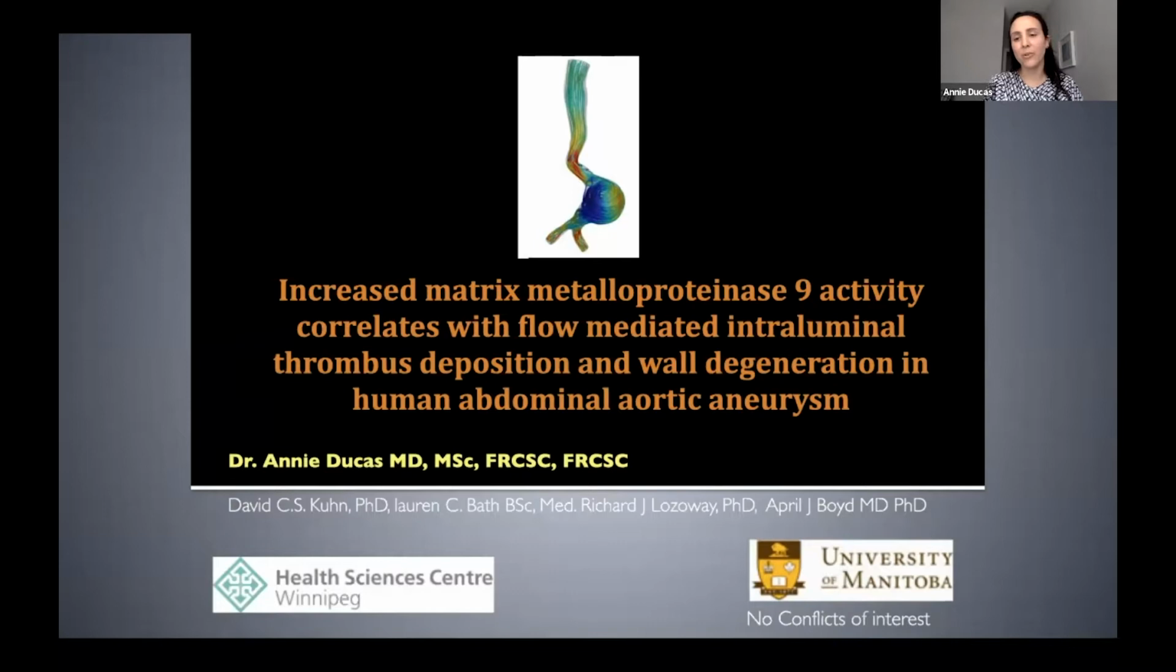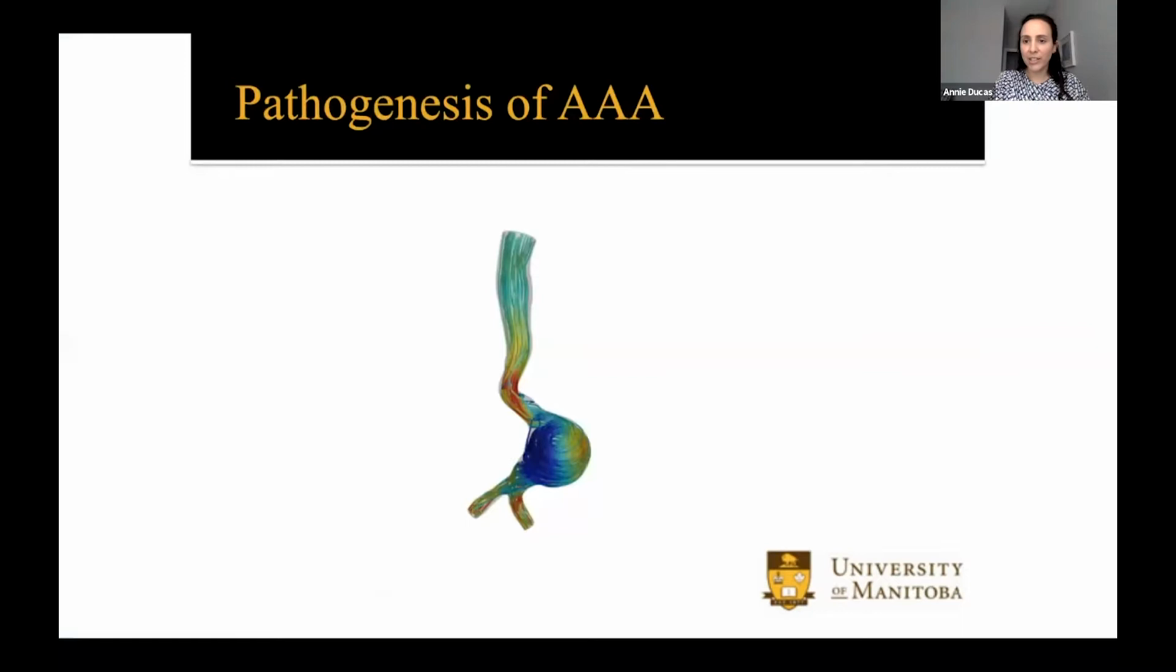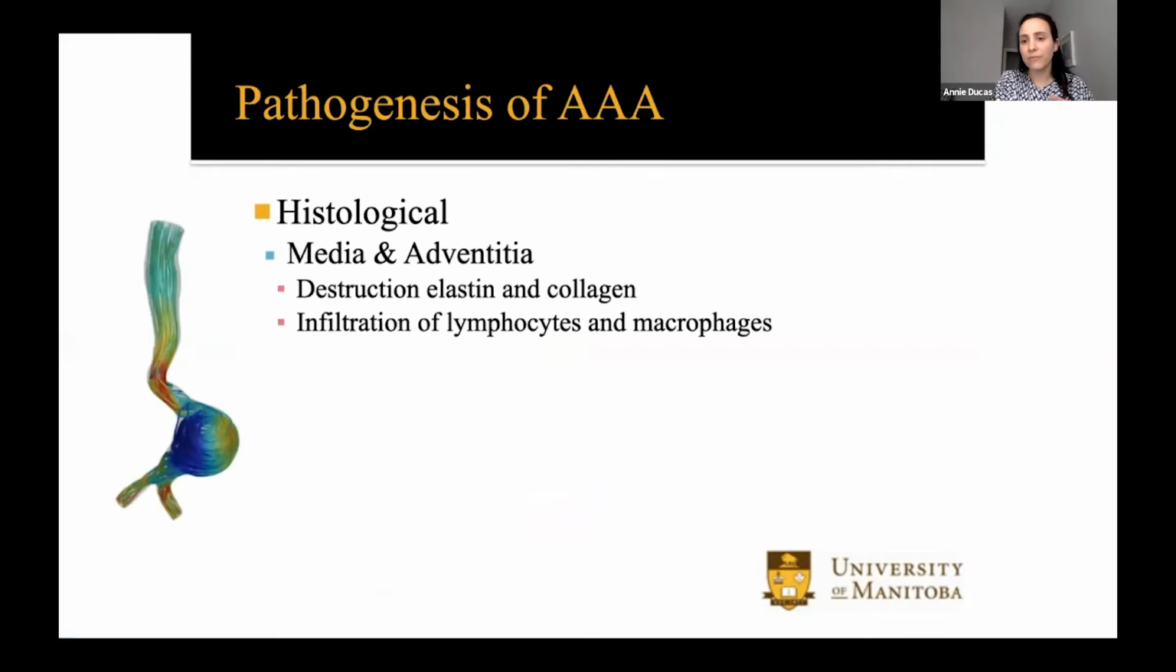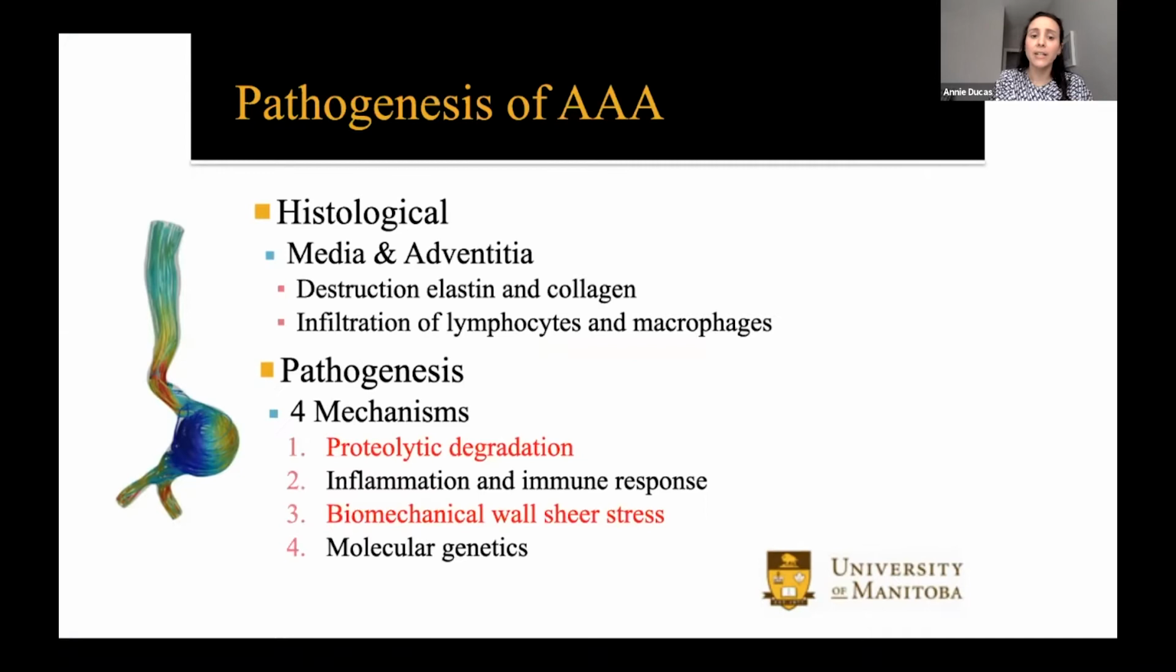What we do know is it starts with the degradation of collagen and elastin, the load-bearing substances in the media and adventitia. This is through an inflammatory process. There are 4 proposed mechanisms for this currently. Proteolytic degradation through matrix metalloproteinases, specifically MMP9. Now these are zinc endopeptidases that are remodeling enzymes that become dysregulated in disease states. There's inflammatory response as well as biomechanical wall shear stress, as we recently learned, and molecular genetics of the patients.